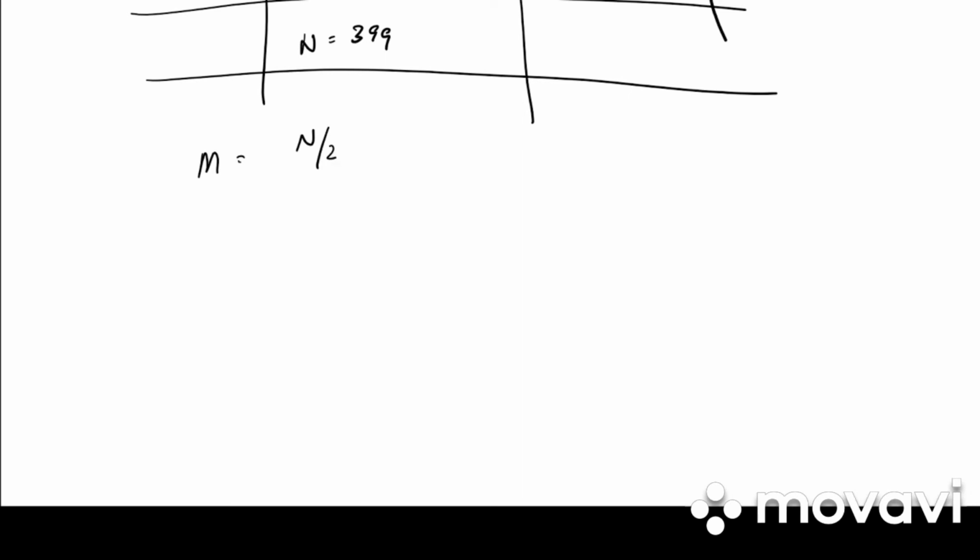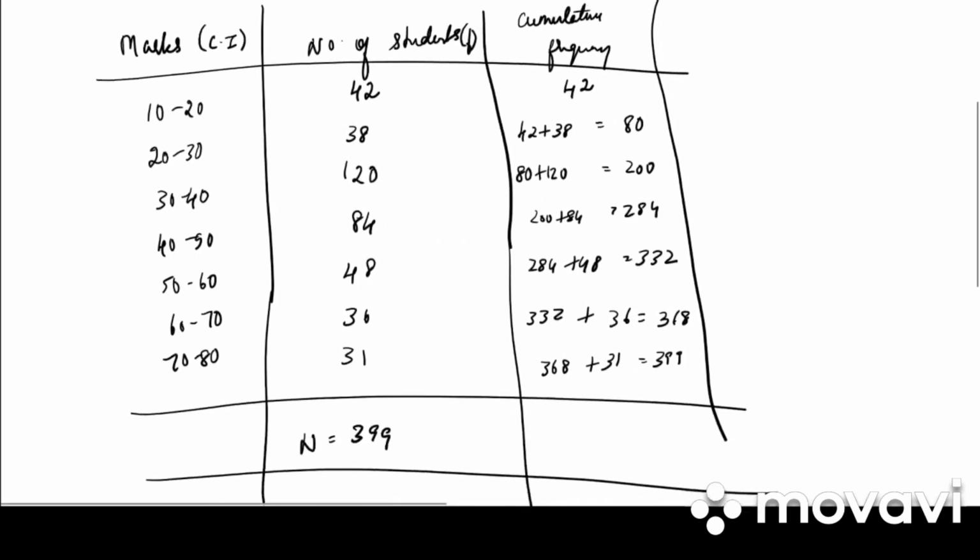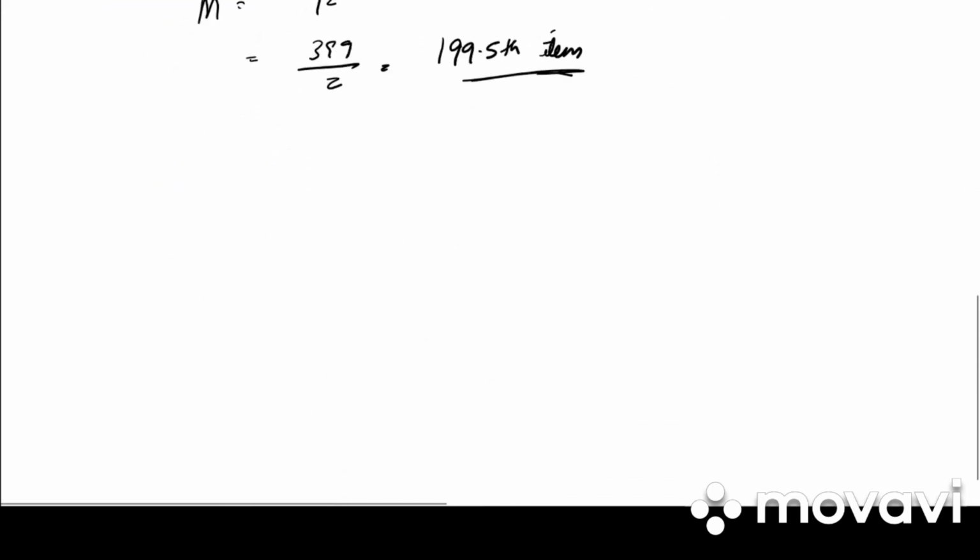M is equal to the n by 2th item. So n is 399 by 2, so 199.5th item. Go to our cumulative frequency and look for 199.5. The median class is 30 to 40. Therefore, the median class is 30 to 40.